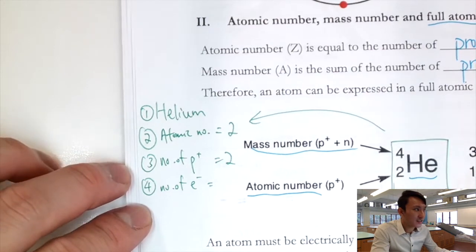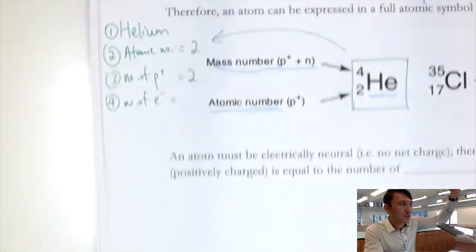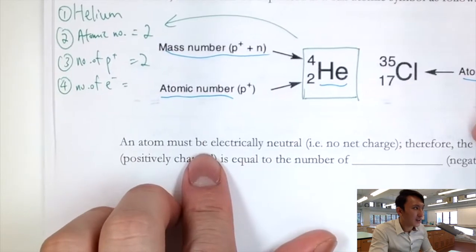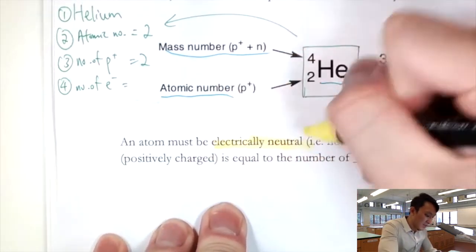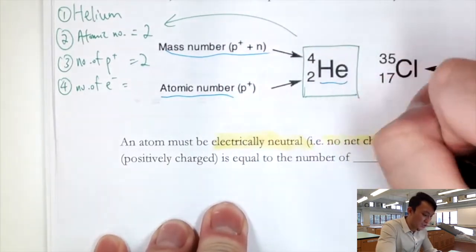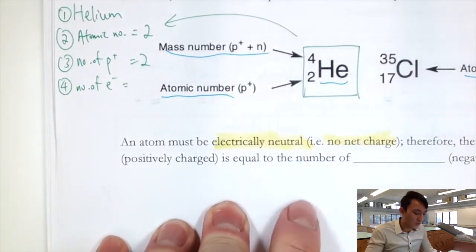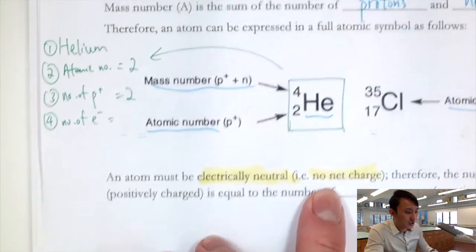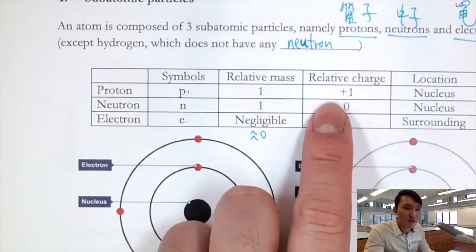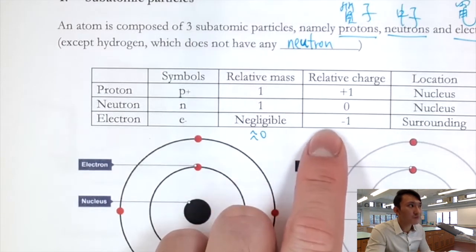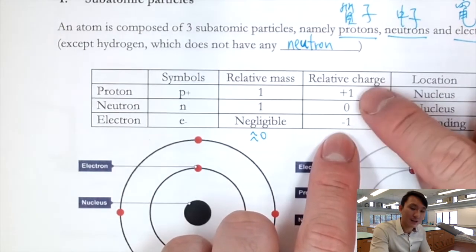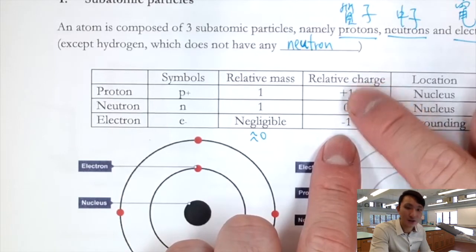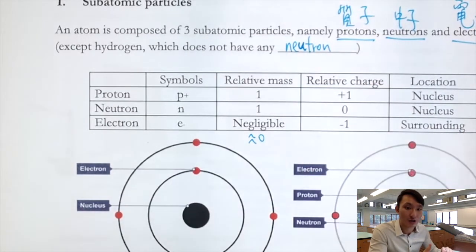Here, the idea is, if you look at the bottom line here, we say that an atom must be electrically neutral. That means no net charge. What do you mean by no net charge? Again, if you go back to here, we say that proton is having a positive 1 charge, electron is having negative 1 charge, right? So an atom must be electrically neutral. That means if you have like 10 positive, you must as well have 10 negative. So altogether there is no net charge.